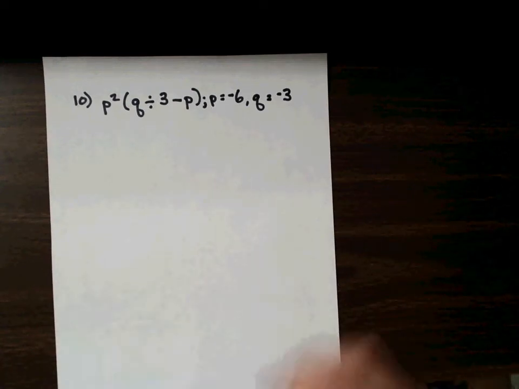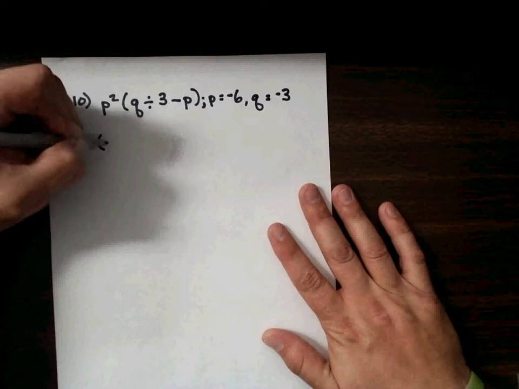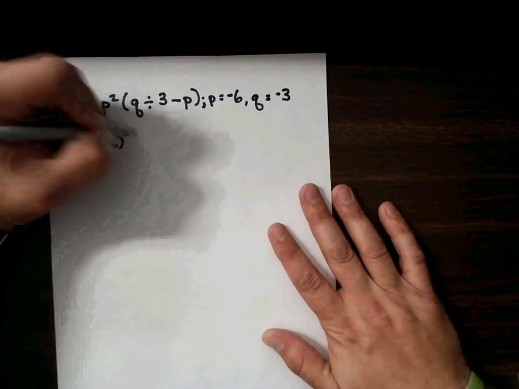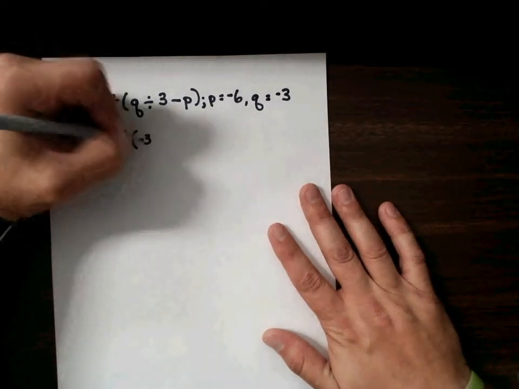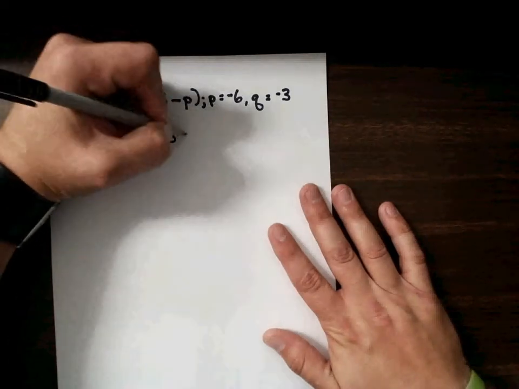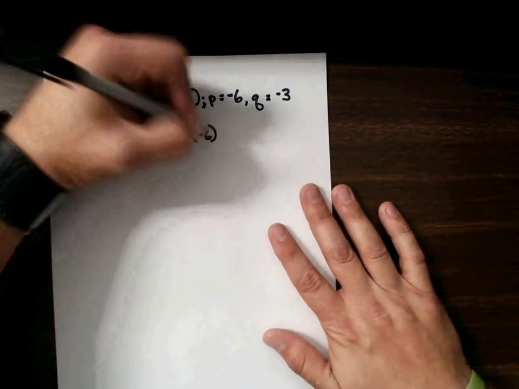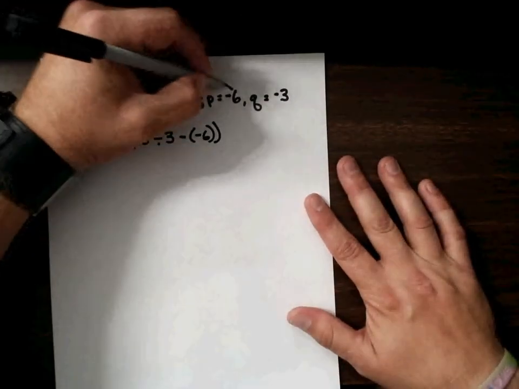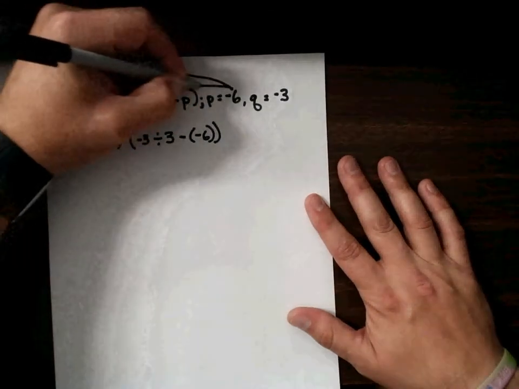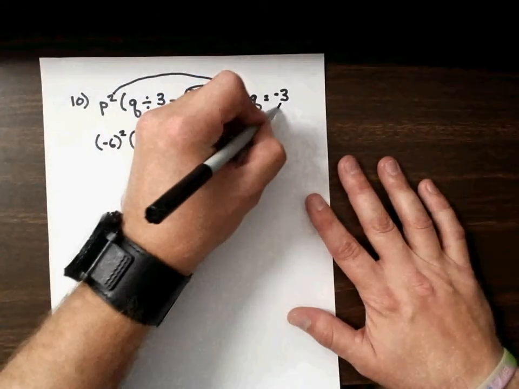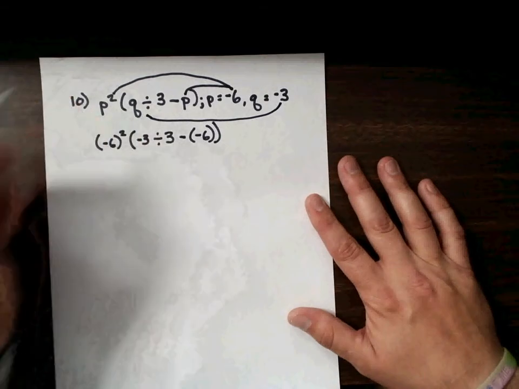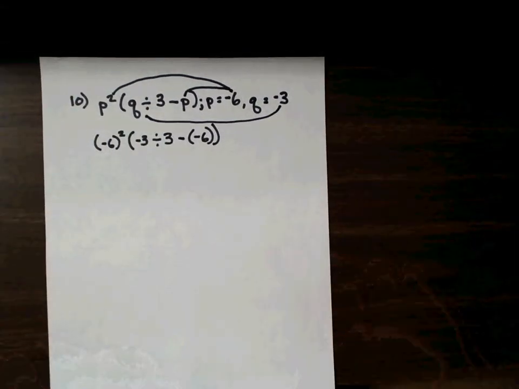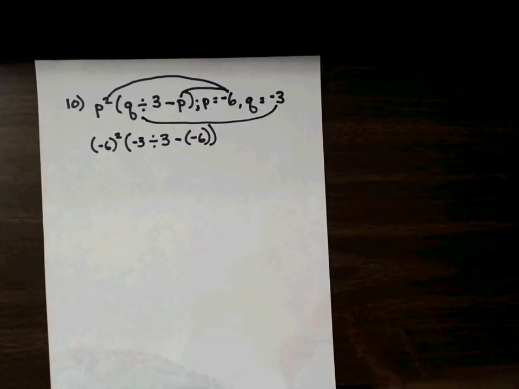So my p is going to be that right there, right? If I take them and I plug them in, that's what I should get. I just took the p, plugged it in for everything that was a p, and I took the q and plugged it in for everything that was a q. Now, can I solve it? But can I solve it?